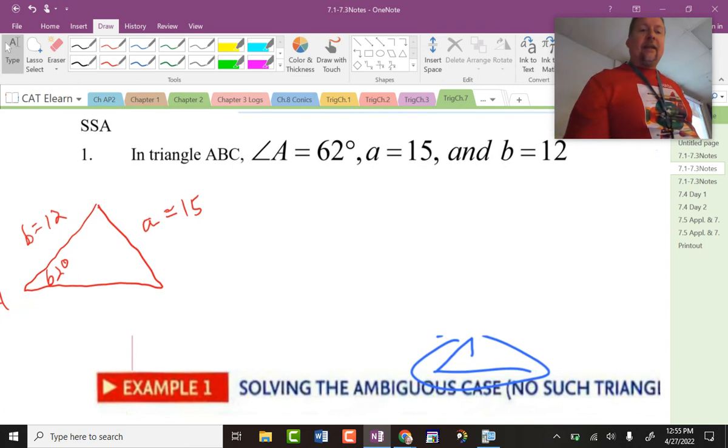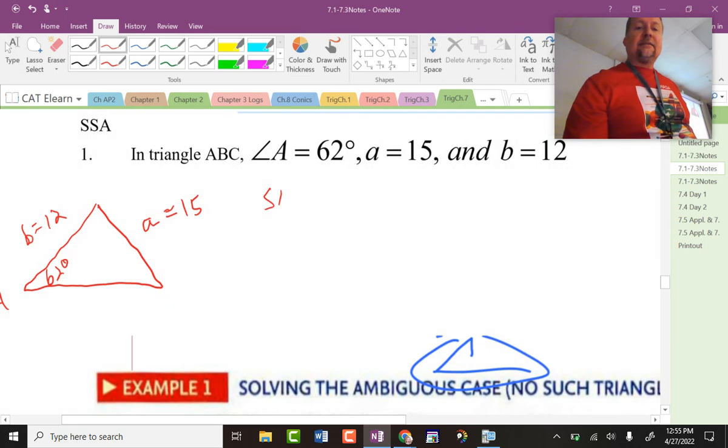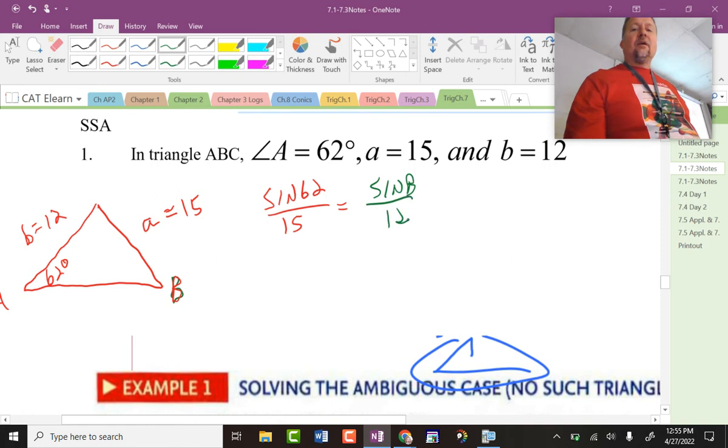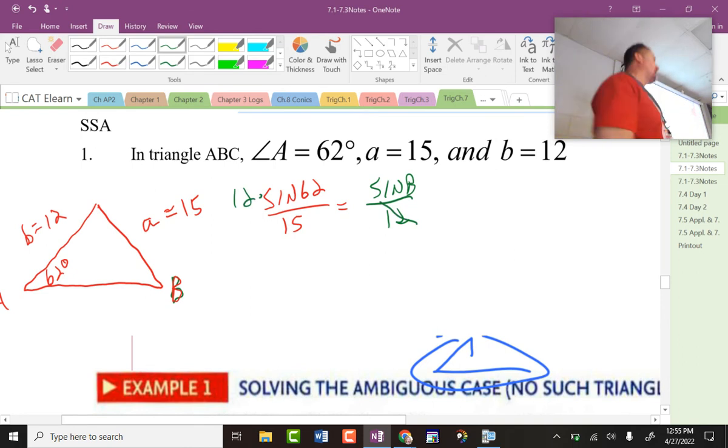So we're going to go ahead and set up the law of sines. It's sine of 62 over 15 equals, okay, so I've got to start labeling my triangle, and I probably should put this in green. Let me convert this to green. So the red is the original, and then green is the new. So it's sine of B over 12. Then you should know that I just have to multiply by 12 on both sides. That's what she did really fast.